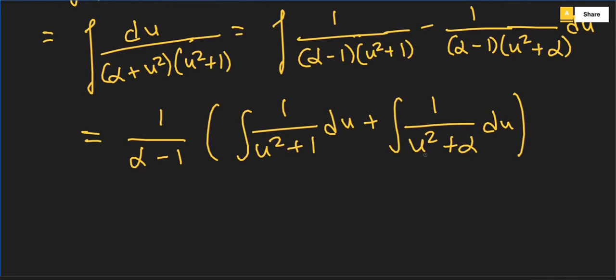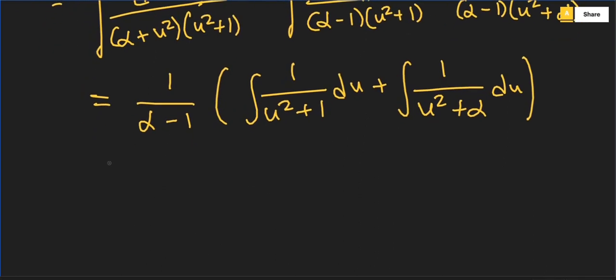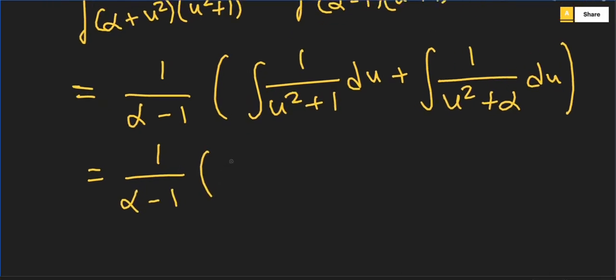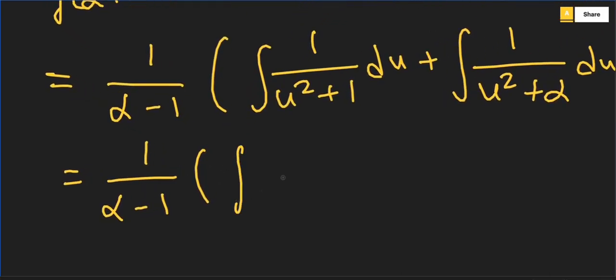And these are two pretty well-known integrals which I'm pretty sure most of you know. So this is the arctan integral, and this is a variation of the arctan integral. So it's going to be 1 by alpha minus 1, and then the integral of 1 by u square plus 1 is arctan u. So arctan u.